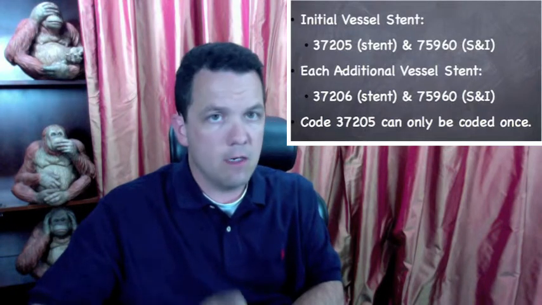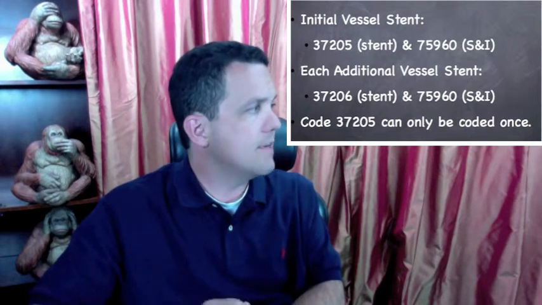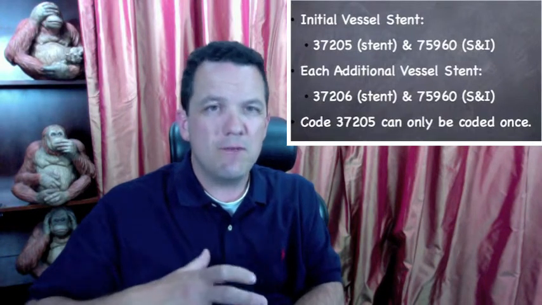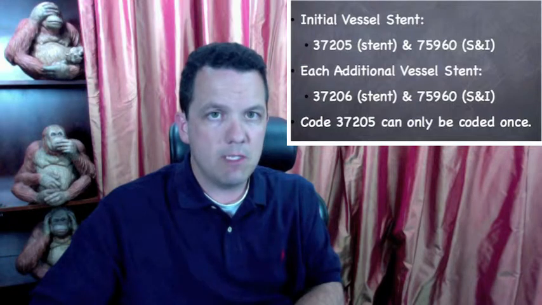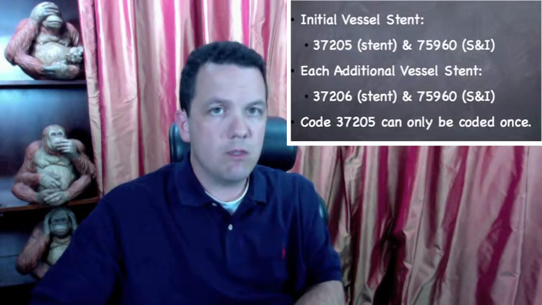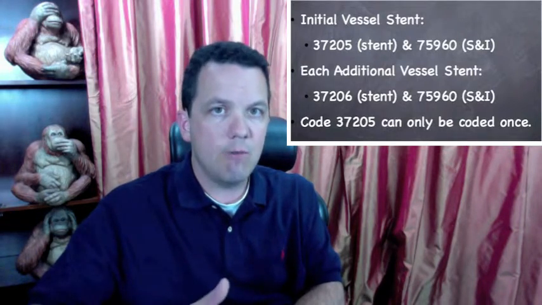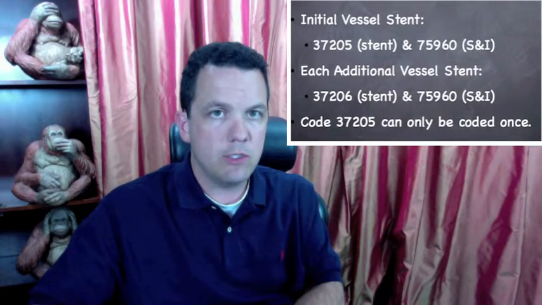For stent placement procedures that take place above the lower extremities, we're still going to use 37205 for the intervention, for the stent placement, and 75960 for the radiological supervision and interpretation, and that's for the first vessel that we do a stent placement in. Each additional vessel that we stent, we're going to bill 37206, and then we use the same radiological supervision and interpretation code.